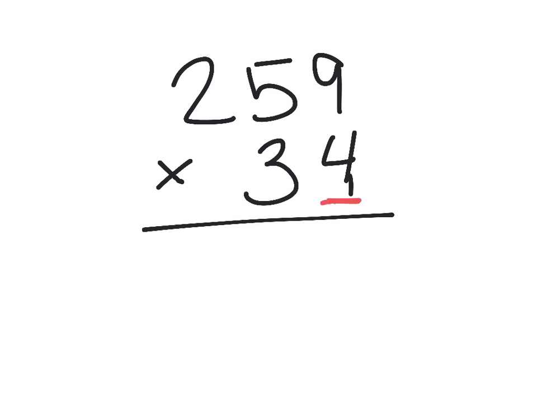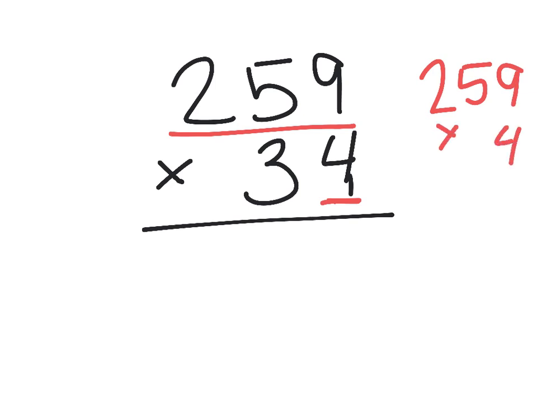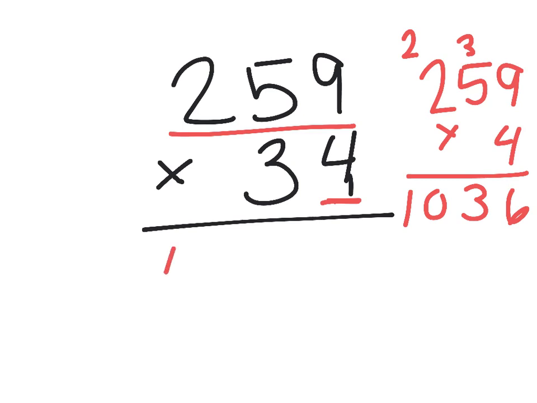So I'm going to multiply my 4 by my 259. So I'm going to start 4 times 9. If you'd like to write it on the side, you can. And I'm going to write it on the side so I can see it a little bit better. 4 times 9 is 36. Carry my 3. 4 times 5 is 20 plus 3. So I bring down my 3 and carry the 2. 4 times 2 is 8 plus 2 more is 10. So 1,036. And I'm going to plug it back in.